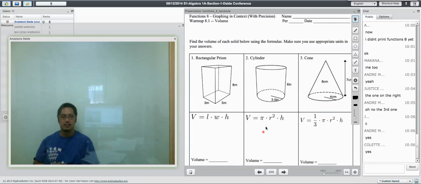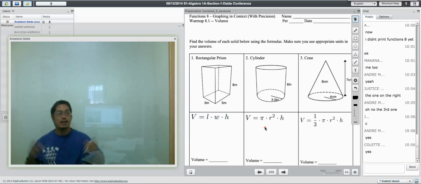Geometry. Find the volume of the following using the formulas and appropriate units in your answers. This is geometry, and you haven't learned geometry, have you? I like geometry. Geometry is actually pretty easy.